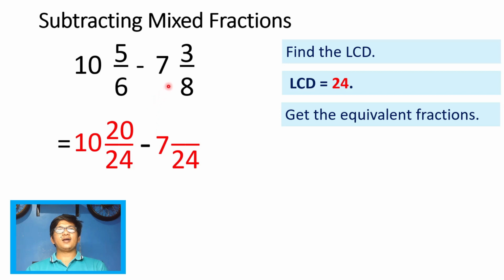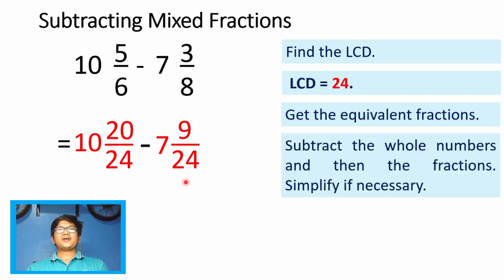Then on our subtrahend, we have 8 became 24. So it was multiplied by 3. So then, imumultiply natin si 3 by 3. So our answer is 9. Now we have the similar fractions of 10 and 20 over 24 minus 7 and 9 over 24.